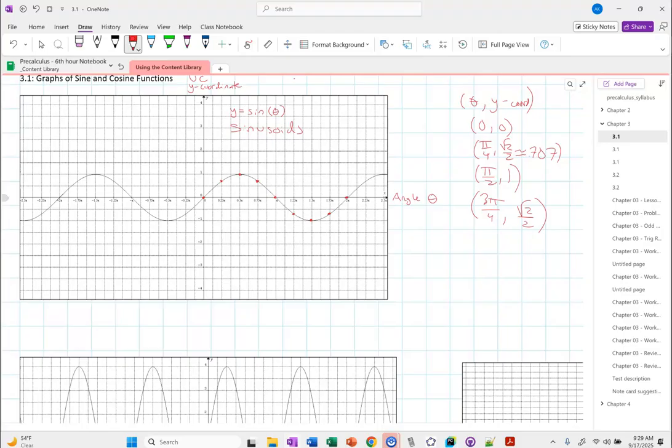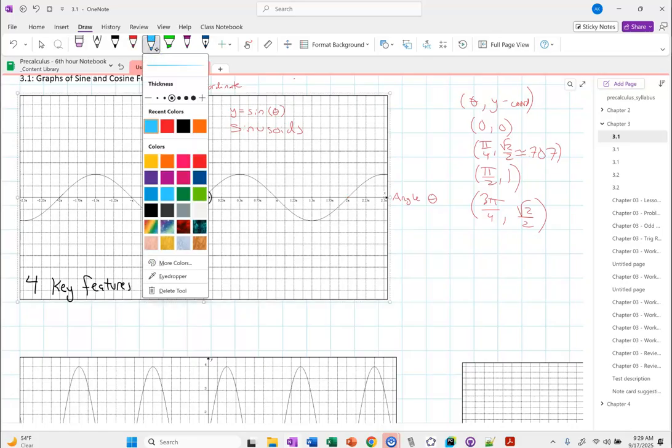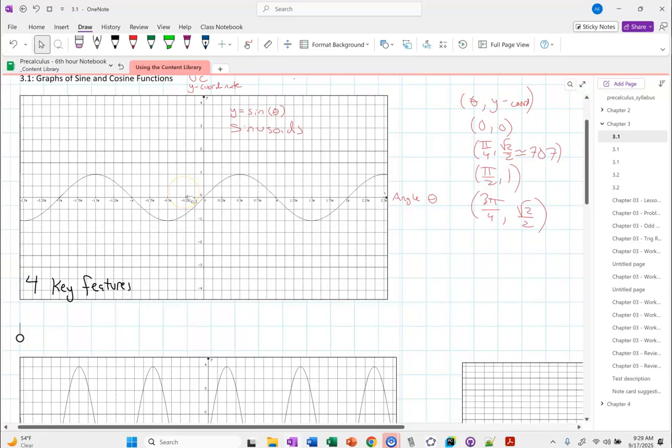Okay? When we talk about sinusoids, we want to talk about the 4 key features. I'll describe them in words, but I'm going to define them with a picture, because more often than not, that's going to be what's really helpful to us. So I'm going to just draw them in on this graph in different colors and write down what I'm talking about, okay?